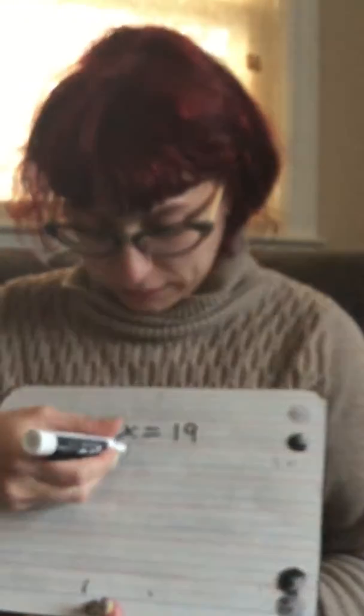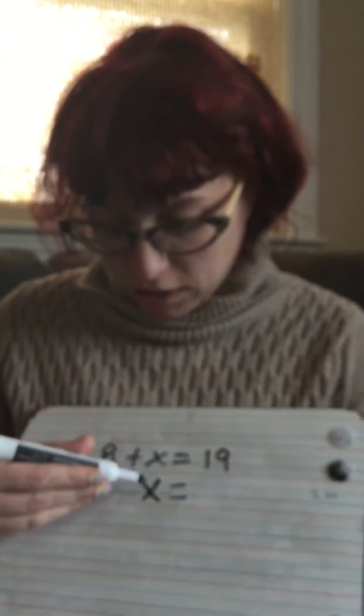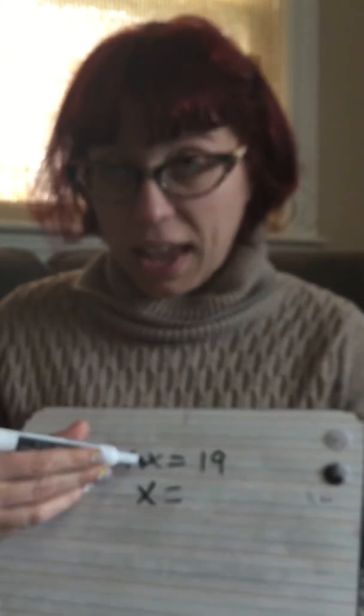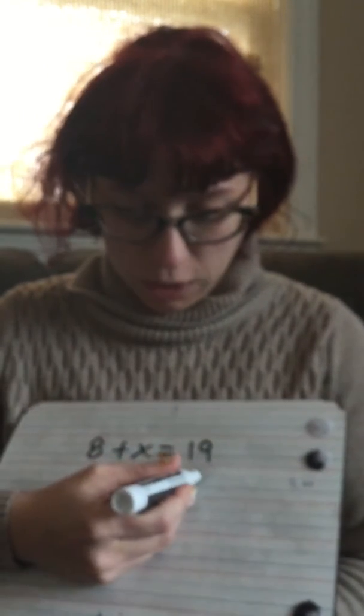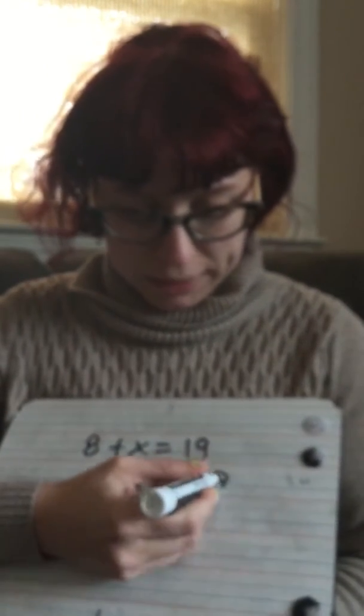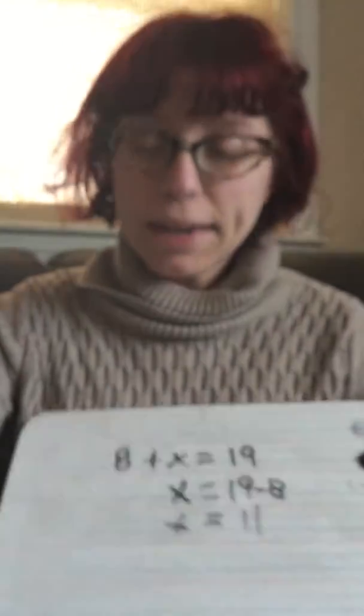So an example would be 8 plus x equals 19. So how do we solve for x? Well, to get x alone, we need to get rid of the 8. So we do the opposite of what it says here. Instead of x plus 8, we need a minus 8. So x would equal 19 minus 8. x equals 11.